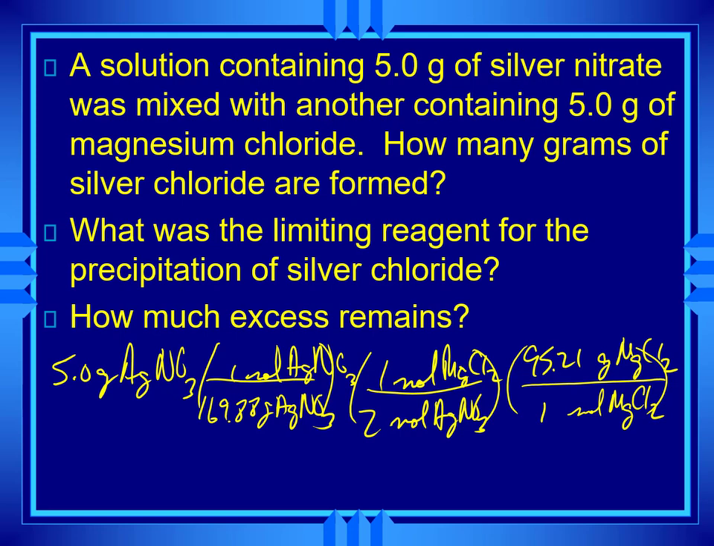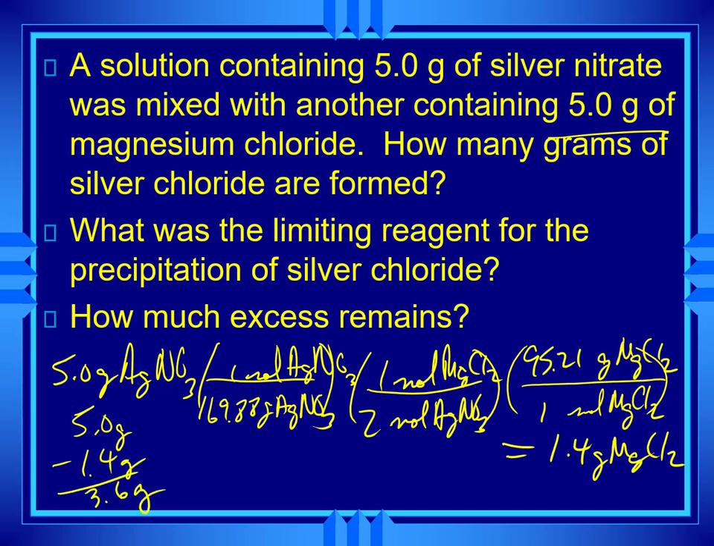Yeah, the 4.21 should only have 2 as well. 1.4 grams of magnesium chloride. You circle that because you're going to be tempted to, and it's the wrong answer. That's how much magnesium chloride I used when I ran out of silver nitrate. I started with 5 grams. So 5 grams minus 1.4 grams is 3.6 grams left over.